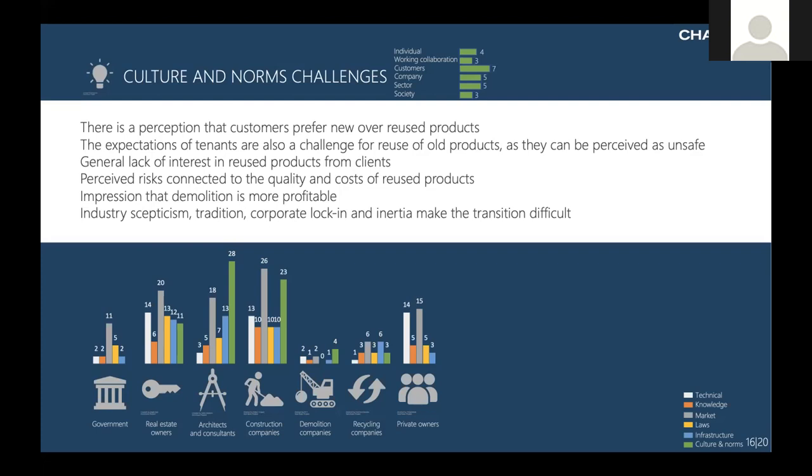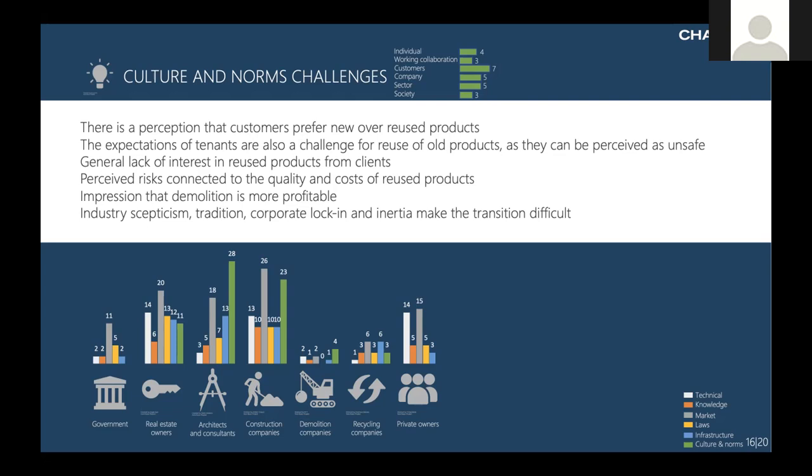Again, in several different subtypes, there's, for example, the perception that customers prefer new over reused products, and that could pose a problem. Expectation of tenants is also a challenge for reuse of old products, as they can be perceived as unsafe or as not having enough quality and so on. There is also the impression that demolition is more profitable than deconstruction of buildings. And of course, industry skepticism, tradition and inertia make it difficult to transition to a new paradigm.